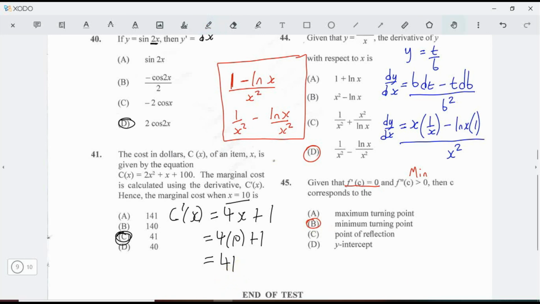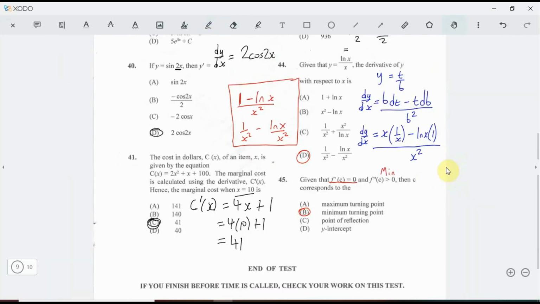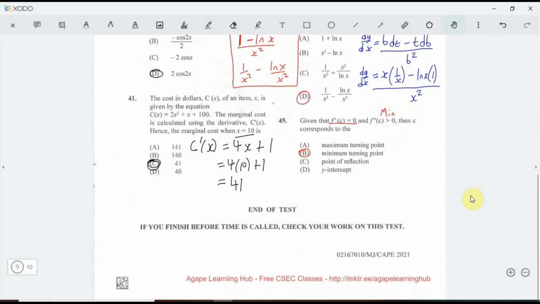We're done. Alright? So this was the 2021 Integrated Mathematics paper. Alright, so it was very easy, it was very fun.